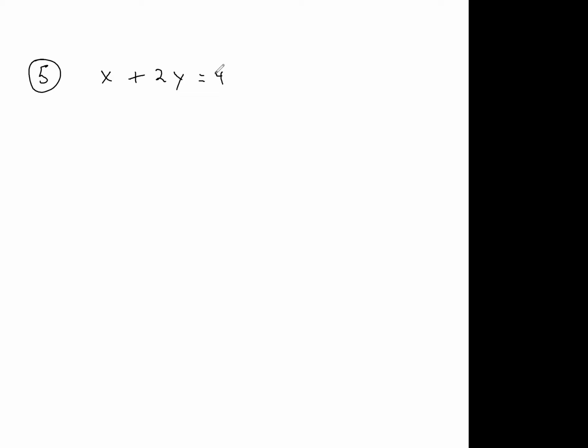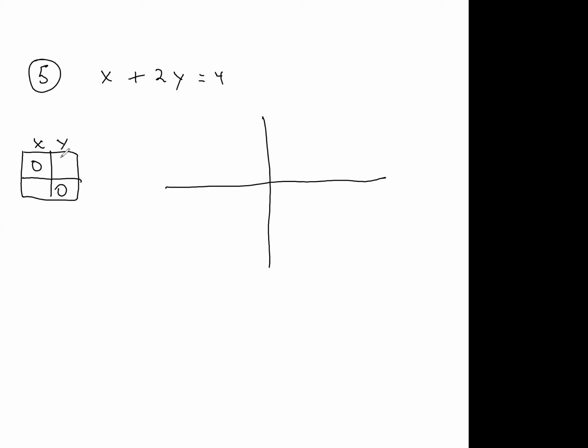They're asking to sketch. I'm going to use intercepts. If I use intercepts, it will be easier for me. What happens if you plot 0 right here? If you plug in 0, we get 0 plus 2y equal 4. y will be 4 divided by 2. y is equal 2. We have the first point: 0, 2.